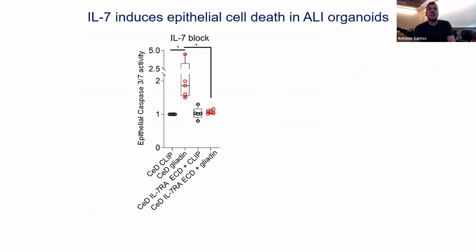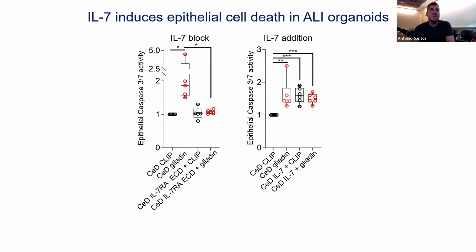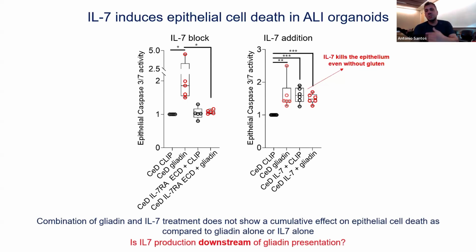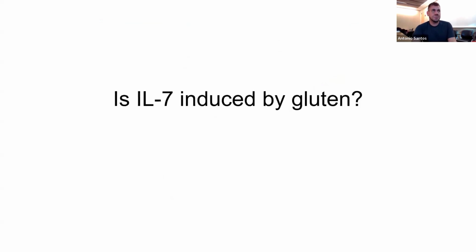So I can reverse the gluten-induced cell death by blocking IL-7. And for instance, IL-7 alone can kill the epithelium. What I found out by doing all sorts of experiments in the lab was that IL-7 and gluten sensing are in the same pathway, the same cascade of events, which was not known. This is an organoid-driven discovery.